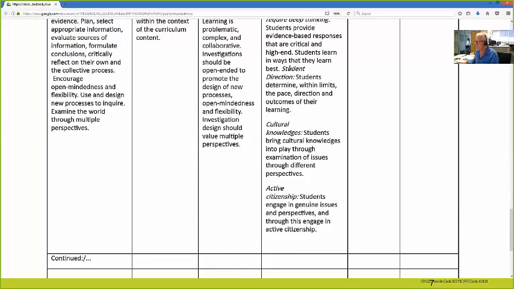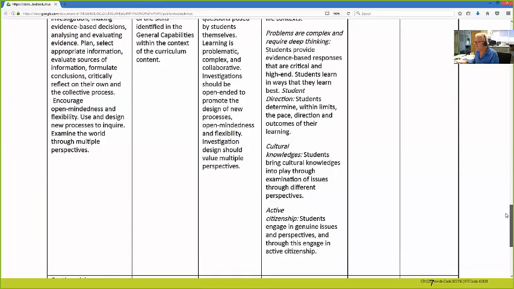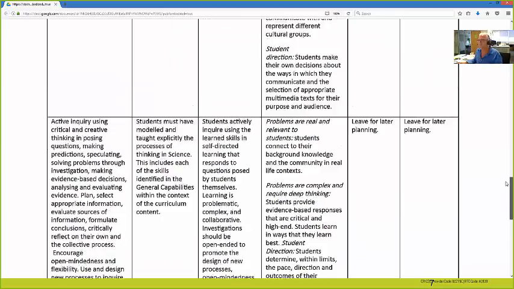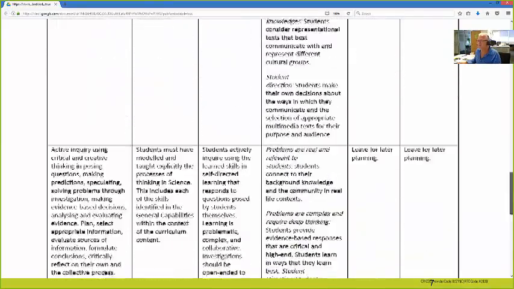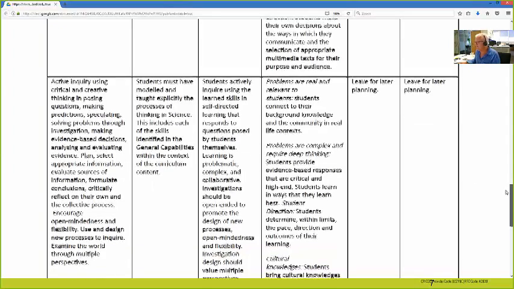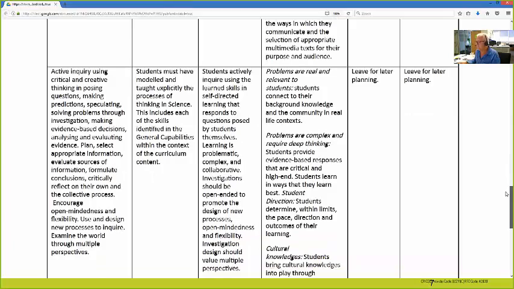And some of these words come directly from the generic capabilities. That's where she's got them from. She's not making them up. So when you look at your general capabilities, she's using active inquiry and creative thinking. And these, you know, problems are real and relevant. Problems are complex and require deep thinking. So they are criteria that she's gotten from those pages.